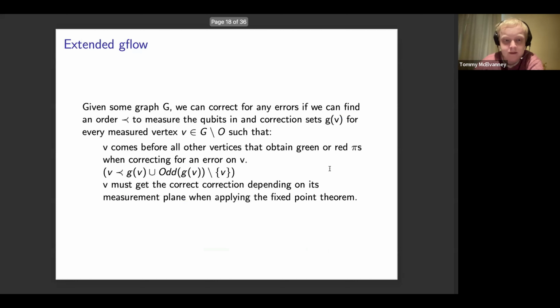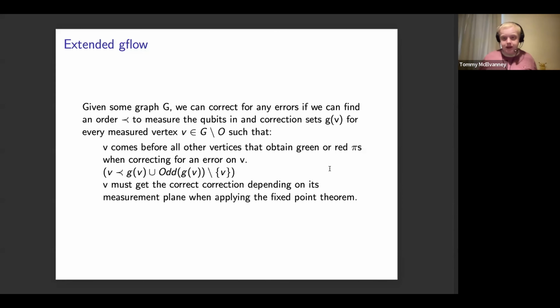So now we can essentially define extended gflow. For extended gflow, we just need that for every vertex v that is measured, it comes before all of the other vertices that get green or red pi's when correcting for an error on v, and v must get the correct correction depending on its measurement plane. That is, like I said, obtaining a green pi if it's XY, obtaining a red pi if it's YZ, or both if it's XZ.